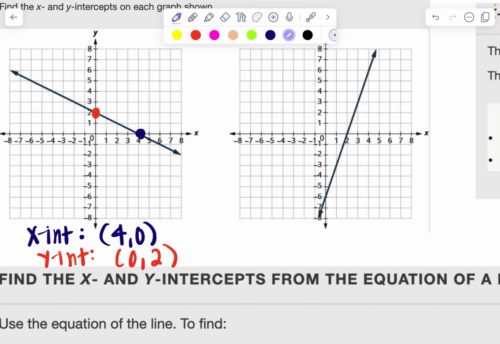One more. My x-intercept is at 2, comma, 0. And my y-intercept is at 0, comma, negative 6.